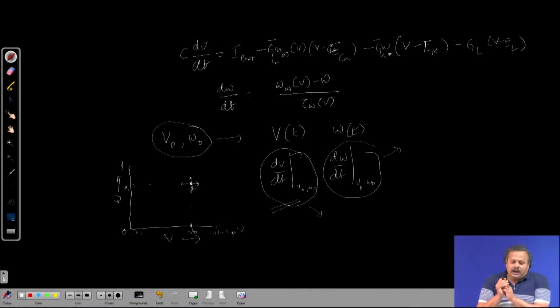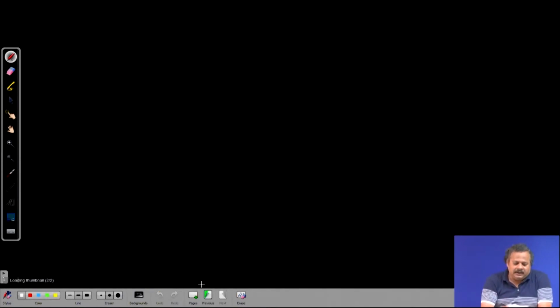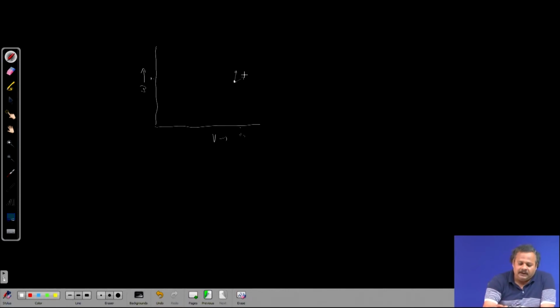So, first of all, other than the net direction along which the voltage and W, or rather the whole system, will be going at each point, let us say we are at one particular point. Is it possible for the system to be moving in two directions? That is, from this same V0 and W0, can the system have two arrows as possible solutions? So, the answer is no, and that follows from the existence and uniqueness theorem.